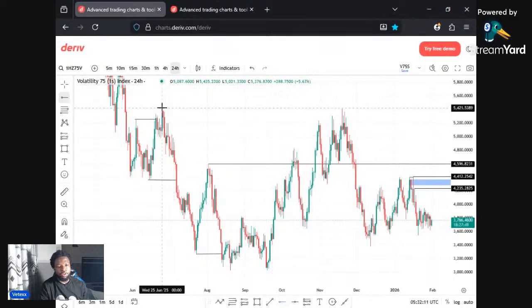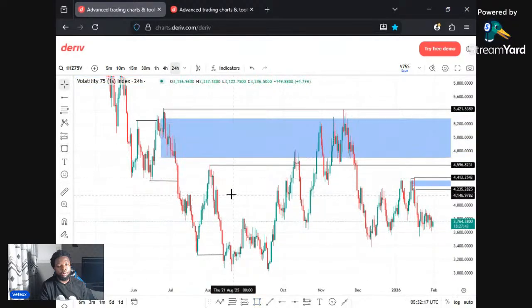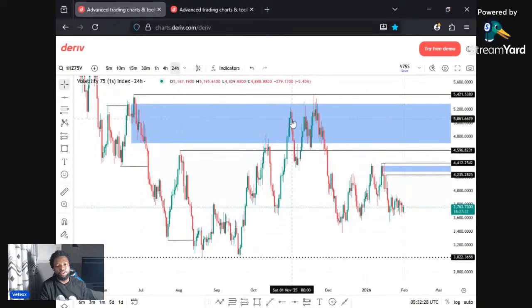Rule number four, price takes out the newly created low to give us our second break of structure. This zone here becomes our protected high, and this zone becomes our point of interest. Rule number five, price takes out this structural liquidity, taps into the point of interest, and continues its move in the opposite direction. Now this is going to be the finish point. This is the starting point and this is the finish point on the 24-hour time frame.